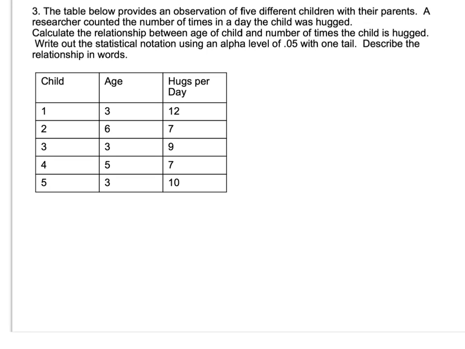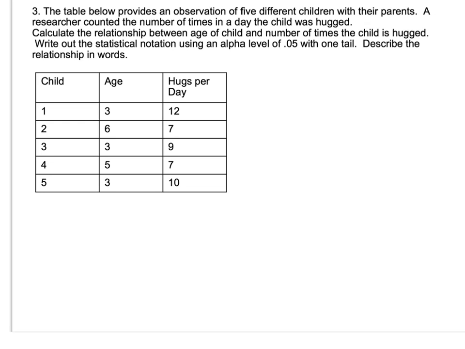This is the second problem 3 from practice quiz 11, and it says the table below provides an observation of 5 children with their parents. A researcher counted the number of times in a day the child was hugged. Calculate the relationship between age of child and the number of times the child is hugged. Write out the statistical notation using an alpha level 0.05 with 1 tail. Describe the relationship in words.